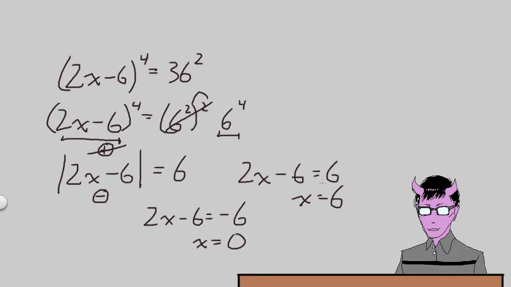Two answers. Let's double check these answers. Is 6 good? 12 minus 6 is 6. 6 to the power of 4, and this one we already manipulated to 6 to the power of 4. So this answer is consistent. This one's a lot easier to test. We have 0 minus 6, which is negative 6. Negative 6 to the power of 4, the negatives cancel. It will match this one. So this is also good.